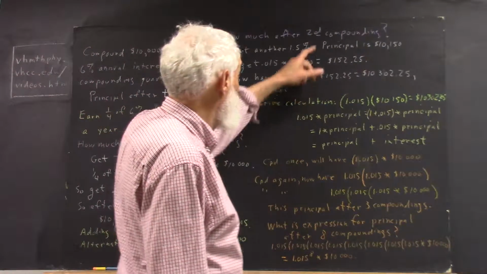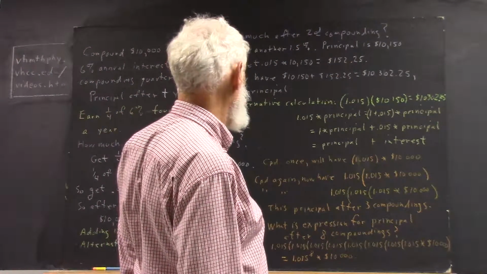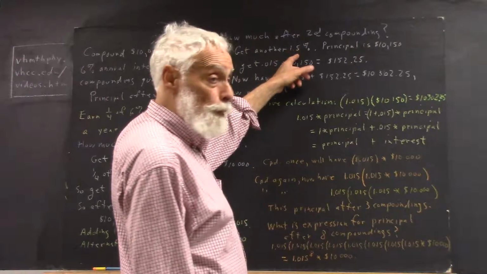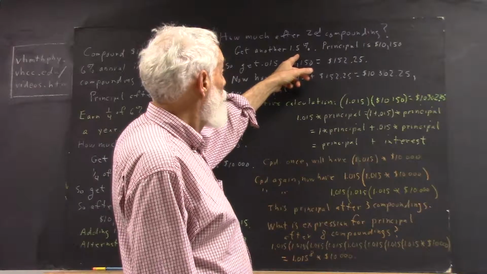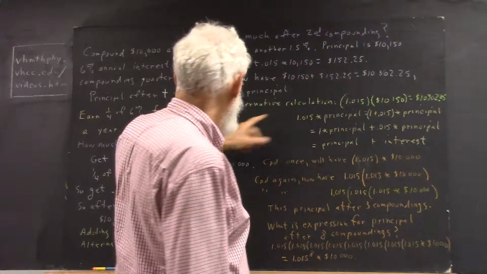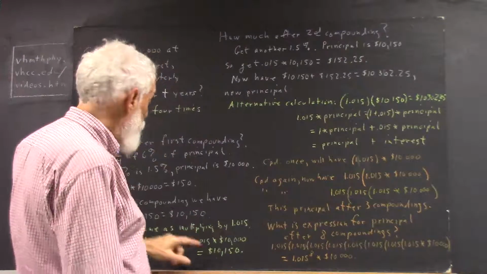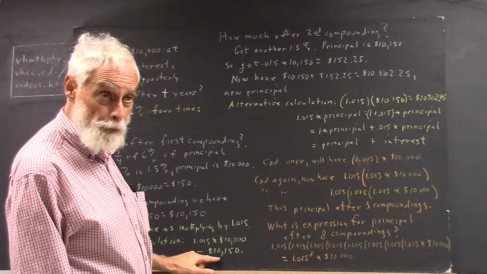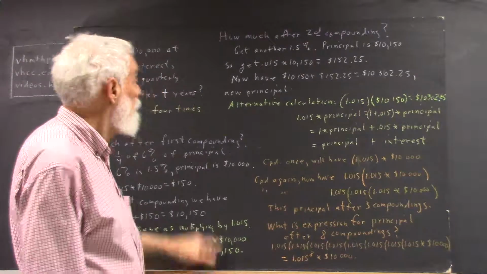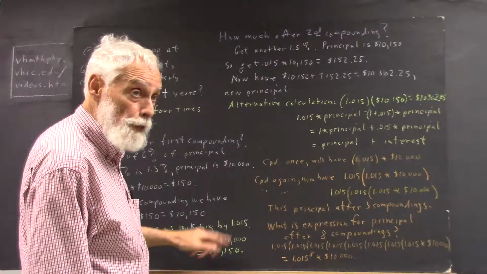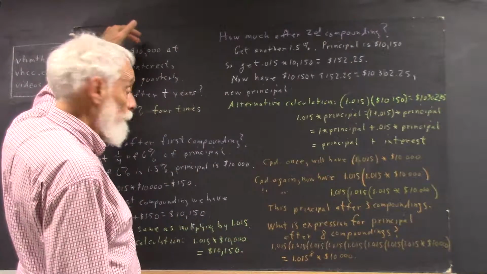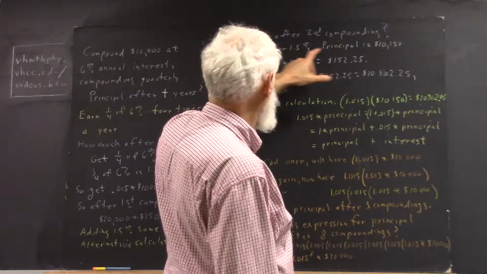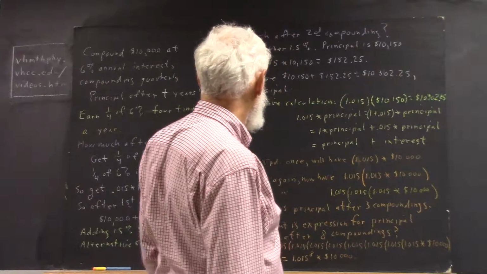Okay, well then, the question is, how much after our second compounding? Okay? Well, we're going to get another 1.5%, right? And it's not going to be 1.5% of the $10,000, because now we have $10,150. So when we add the next 1.5%, we're adding it to slightly more money, and we're going to get slightly more interest than we would have if we just based everything on the $10,000. Okay, so this is the advantage of compound interest. So our principal is $10,150.